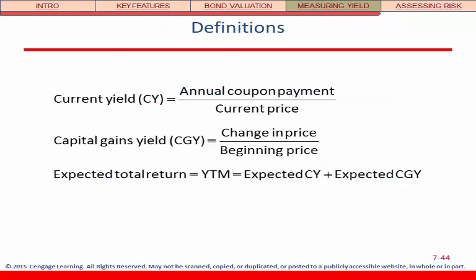Okay, so once again, let's go over some major definitions. The current yield is the annual coupon payment divided by the current price. The capital gains yield is going to be your change in price over your beginning price. All right, and then the expected total return is your yield to maturity. Okay, so to get your yield to maturity, all you have to do is add your expected current yield plus your expected capital gains yield.